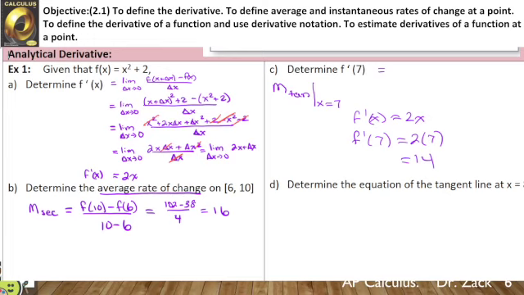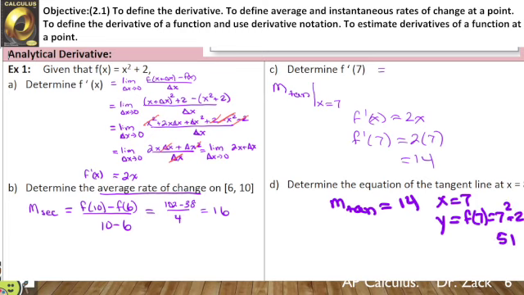Now we want to find the equation of the tangent line at x equals 7. If I determine the equation of the tangent line at x equals 7, then we know that the slope of our tangent line is 14. We know that x equals 7, but I need the y value. So y is going to come from f of 7, which equals 7 squared plus 2, or 51.